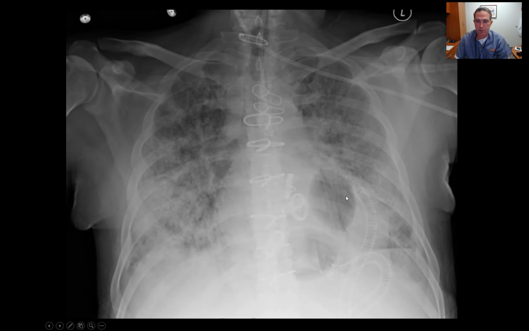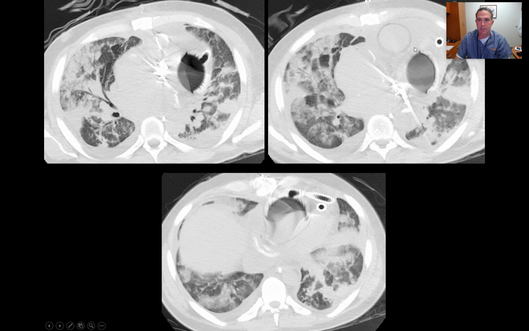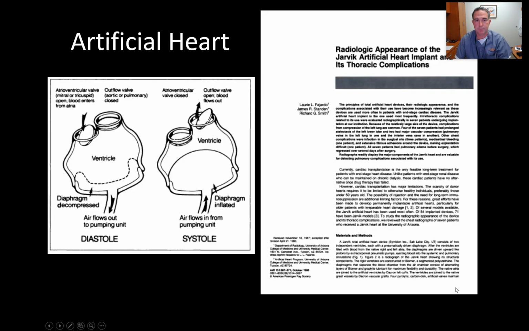This was a different type of artificial heart. This is a Jarvik artificial heart. Has these big pneumatic balls that inflate and deflate to pump the blood. You can see that's inflated and deflated. This is what it looks like on CT. I've only seen one of these. So certainly the HeartMate and the other left ventricular devices are more popular. But I thought that was interesting.